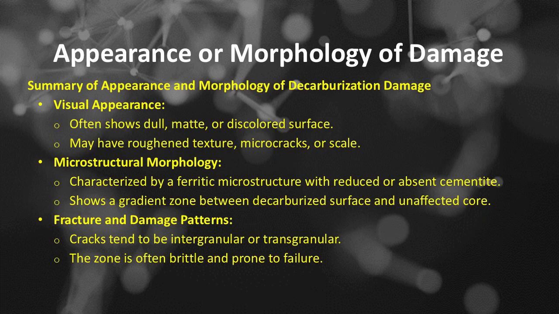Summary of appearance and morphology of decarburization damage. The first is visual appearance, which often shows a dull, matte, or discolored surface, and may have a roughened texture, microcracks, or scale. The second is microstructural morphology, characterized by a ferritic microstructure with reduced or absent cementite, showing a gradient zone between the decarburized surface and the unaffected core. And the third is fracture and damage patterns. Cracks tend to be intergranular or transgranular. The zone is often brittle and prone to failure.